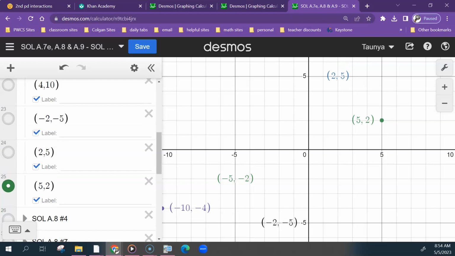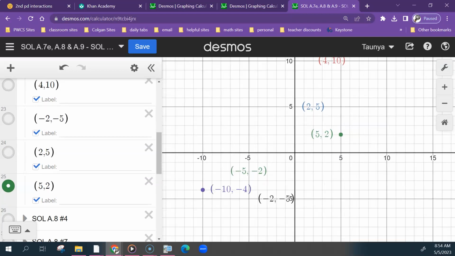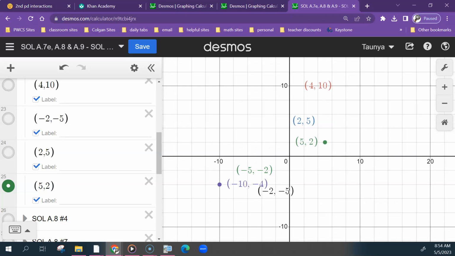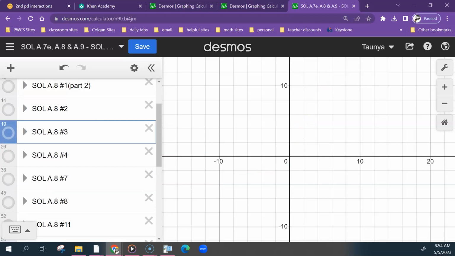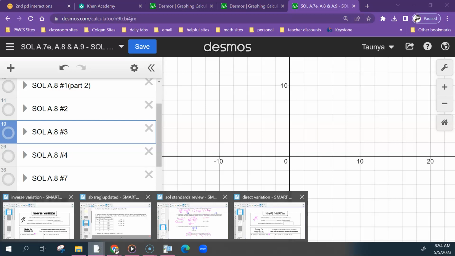So if I'm looking at those points, it looks like it's going to go through the same line and go through 0, 0, which is why those were the ordered pairs. But again, we'll talk about that in a bit.